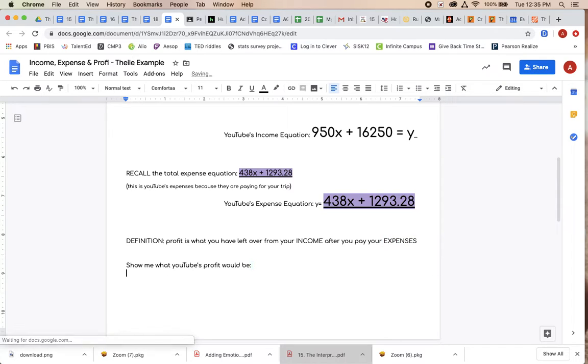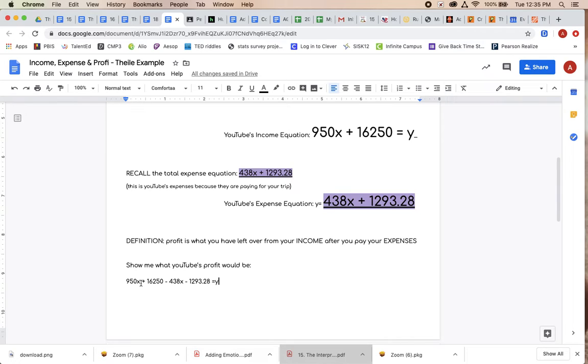So that means I would have to take my income, right, and I'm subtracting all of my expenses. Right, I have to subtract my rate, right, and I have to subtract my y-intercept, right? So they both become negative because I have to subtract both of them. Okay, does that make sense? And this is going to equal whatever his profit is.